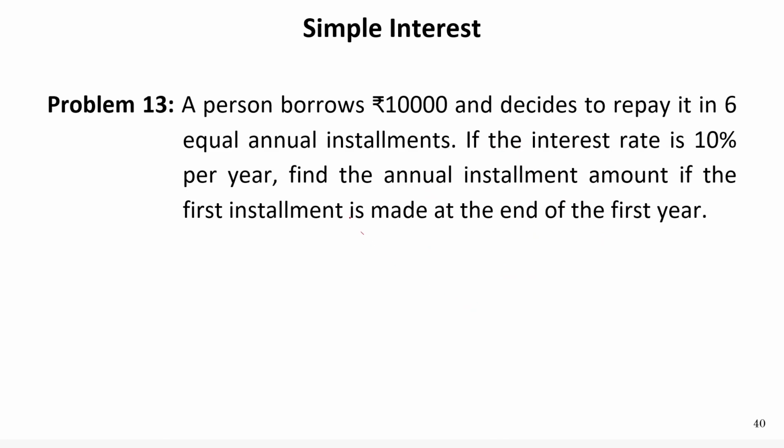Okay. So let's see problem number 13. A person borrows 10,000 and decides to repay it in 6 equal annual installments. So if the interest rate is 10% per year, find the annual installment amount if the first installment is made at the end of first year.